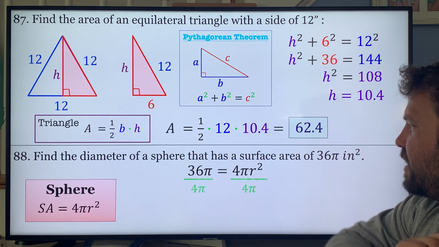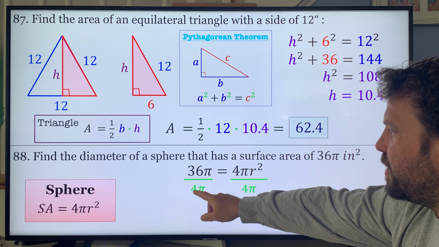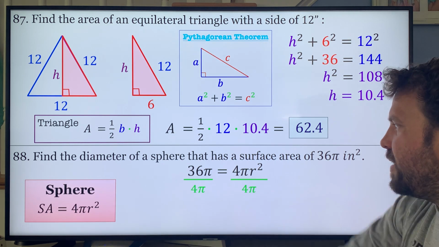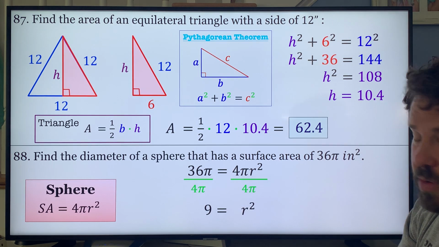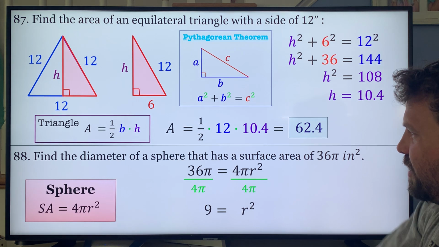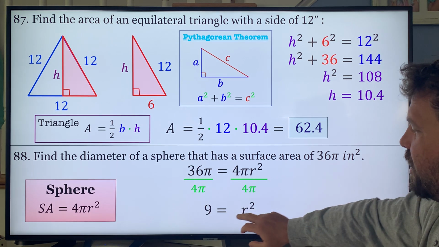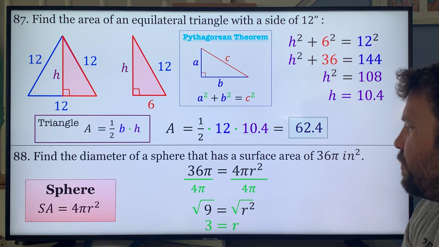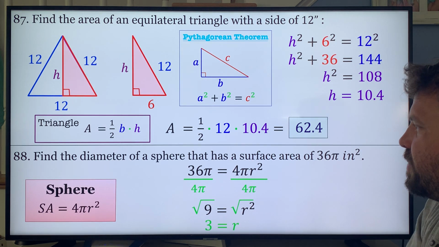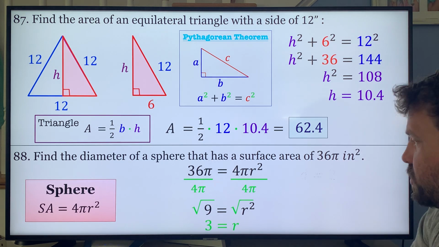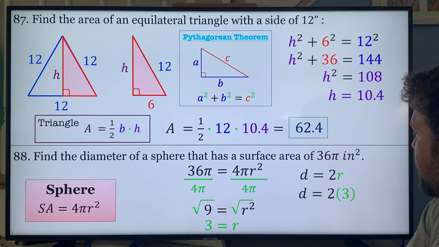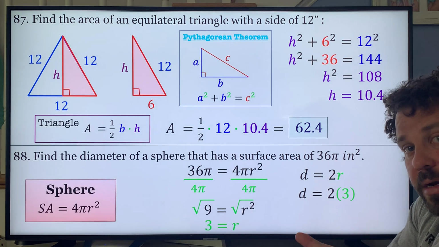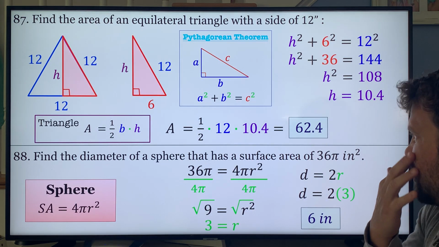36 pi divided by 4 pi. 36 divided by 4 is 9. Pi divided by pi is 1. So your answer is just 9. R squared equals 9. Square root both sides. R equals 3. So the radius is 3, but it asks you to find the diameter. So the diameter is 2 times the radius, so it's 2 times 3, which happens to be 6 inches.